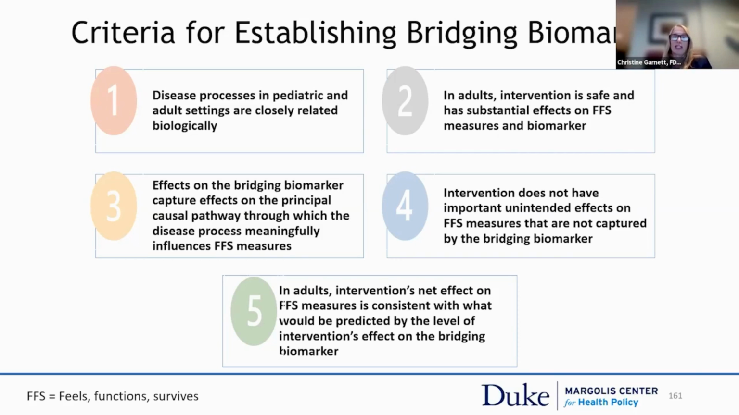The fourth criteria is that in adults and also in the pediatric populations, the treatment doesn't have any important unintended effects on how a patient feels, functions, or survives that are not captured by the bridging biomarker. And then finally, the fifth criteria is that by proper statistical analysis, the treatment's net effect on the clinical endpoint is consistent with what would be predicted by the level of the treatment effect on the bridging biomarker. This is very similar to the Prentice criteria, but is not as stringent.